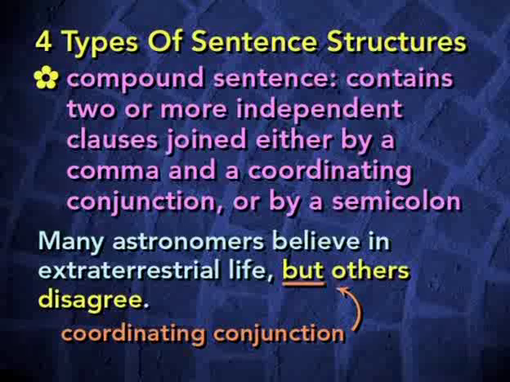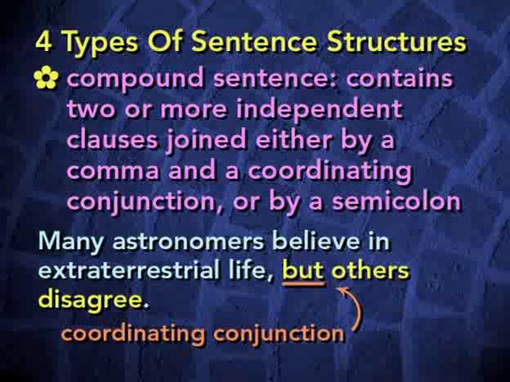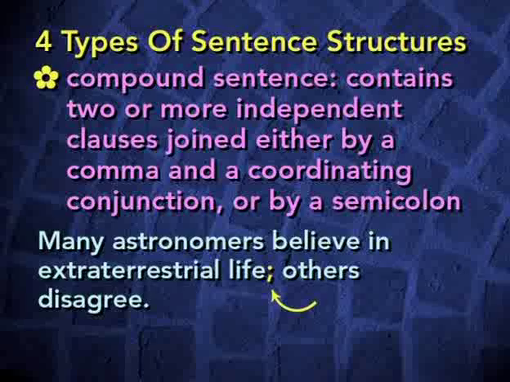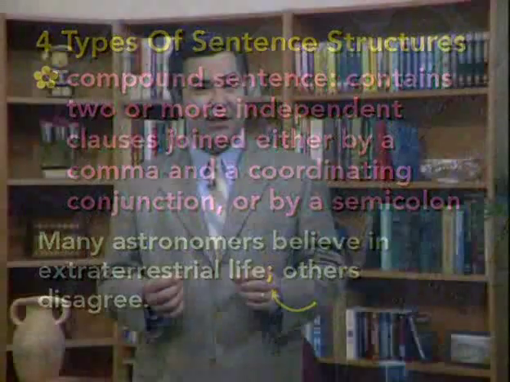Now remember, we said there's another way of creating a compound sentence, and that is to use a semicolon in place of the comma and the coordinating conjunction. So this sentence would also be correct if it read as follows. Many astronomers believe in extraterrestrial life; others disagree. This would also be a correct way of creating this compound sentence. The point: a compound sentence consists of two independent clauses, and there are two alternative ways of joining them to make a single sentence. So that's our second type of sentence, the compound sentence.